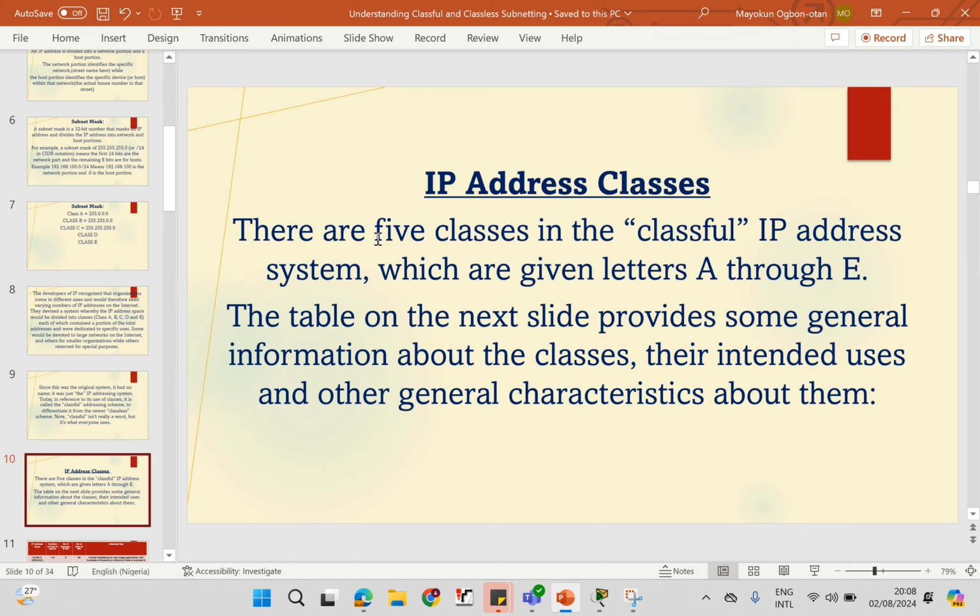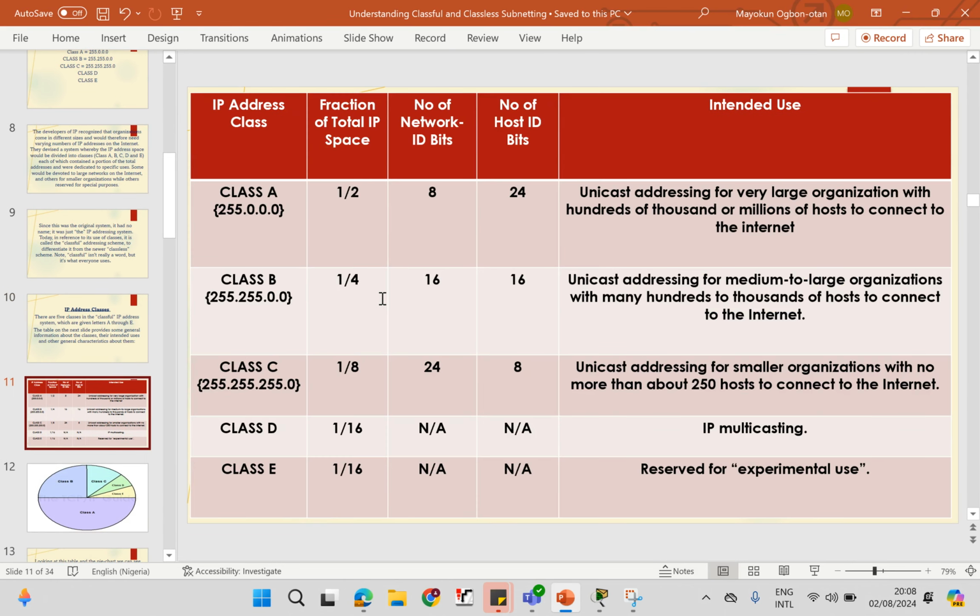IP address classes. There are 5 classes in the classful IP address system, which are given letters A through E. The table on the next slide provides some general information about the classes, their intended use, and other general characteristics about them. So we move to the next slide. On this next slide, we're going to look at IP address class A. We can see the subnet mask here, 255.0.0.0, and the fraction of the total IP space.